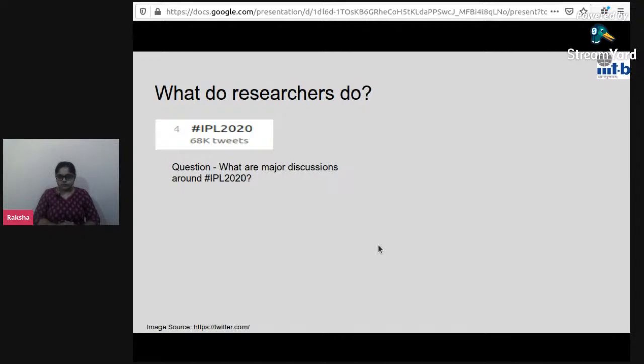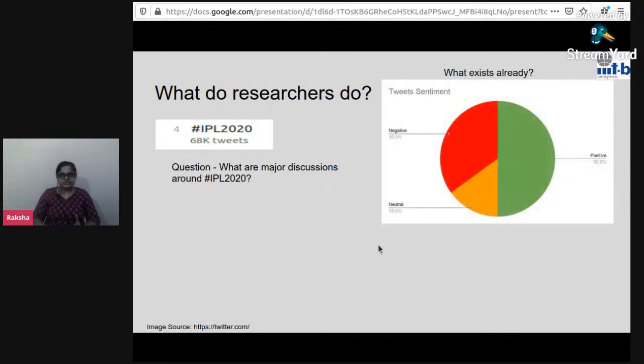So what do I do first? How do you start approaching or solving this problem? What I do first is look at what is there already. It is very rare that you are the first one to think of that problem, right? There are researchers working in the same domain who might have already thought of this question. So you look at what people are already doing about this.